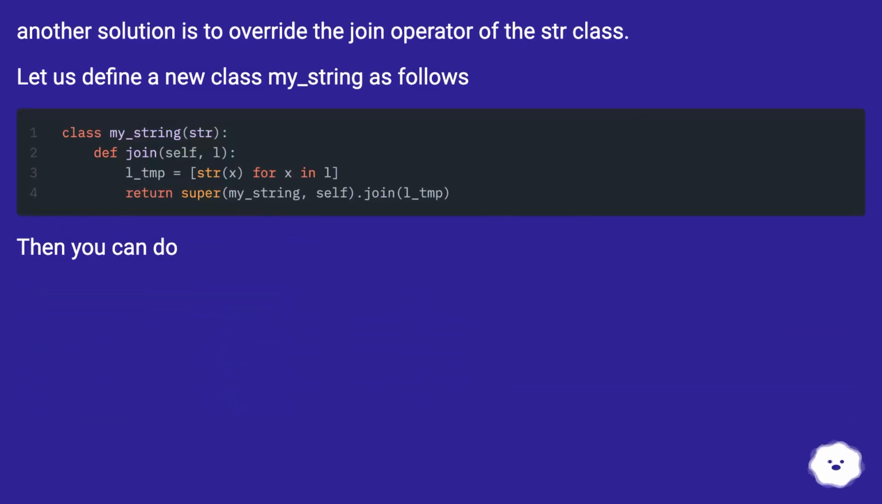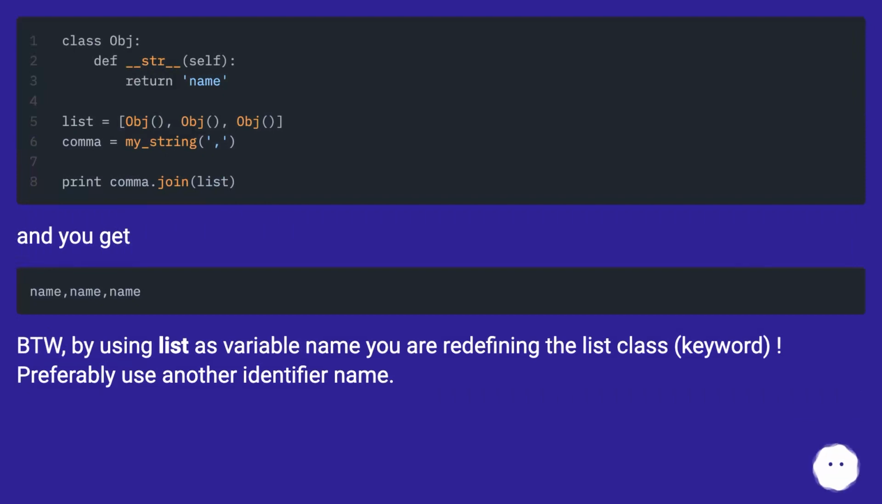Another solution is to override the join operator of the str class. Let us define a new class my_string as follows. Then you can do this, and you get this.